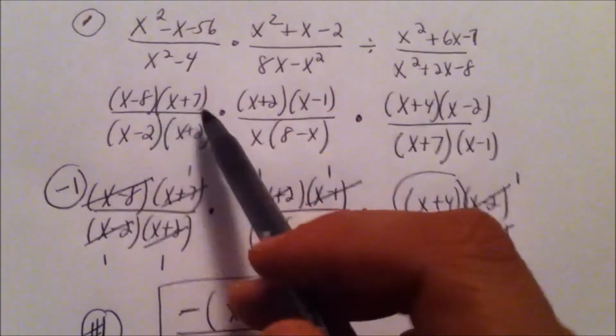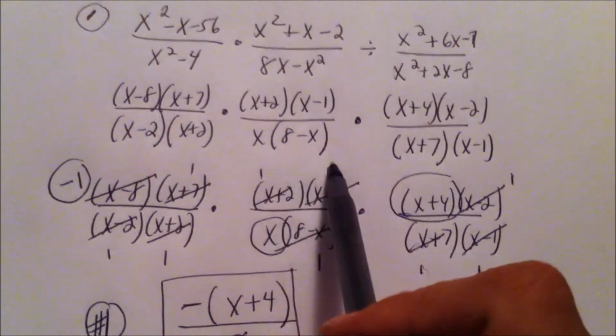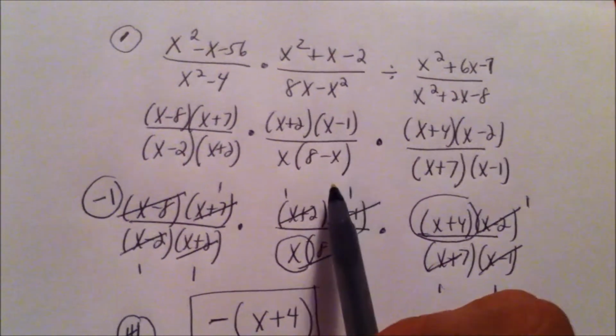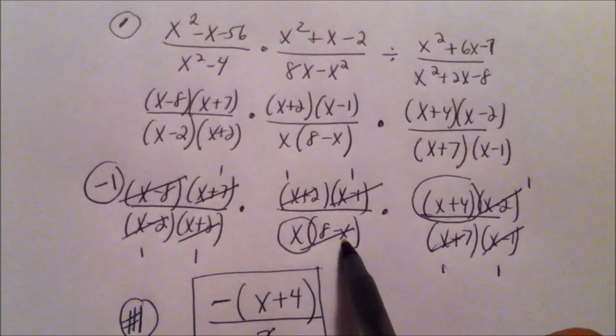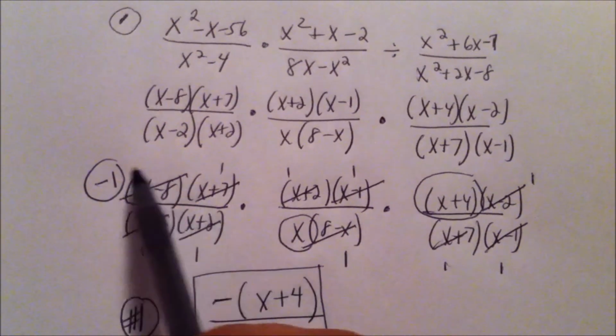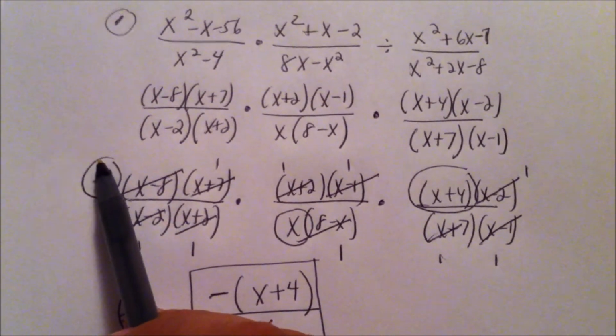But if you have something over its complete opposite, as in the case of the x minus 8 and the 8 minus x, that's going to simplify to negative 1. So you can see the x minus 8 over the 8 minus x, I cross them out and replace that with a negative 1 on top. I always circle it right away so I don't forget about it.